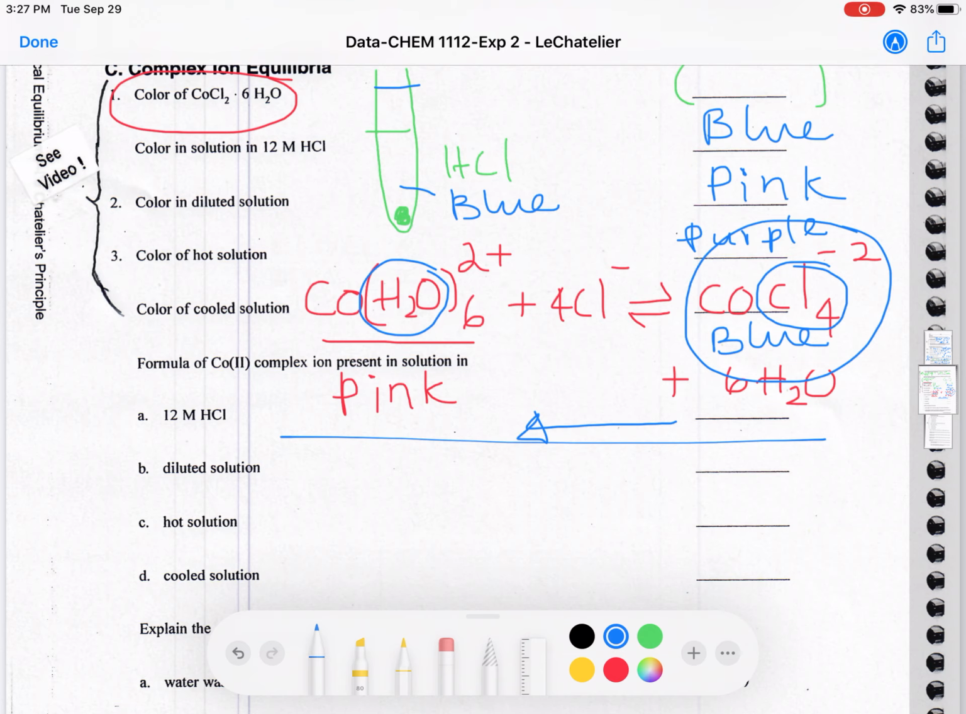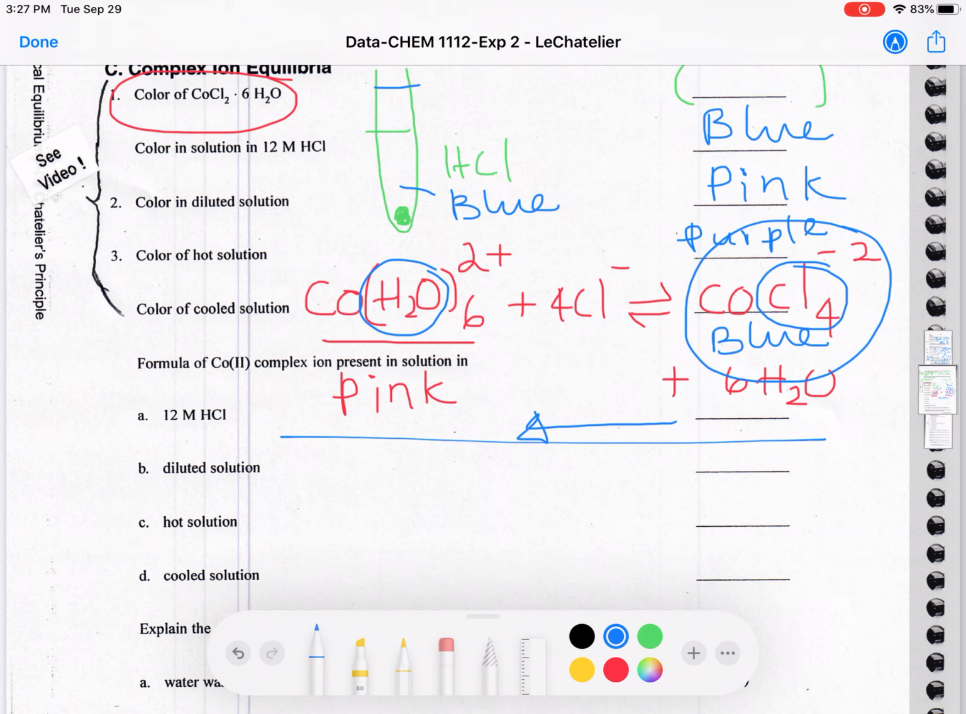And then you cool it down, color of the cooled solution. When you cool it down, what's going to happen? The color will become pink again. You can write it down in this space. It's going to be pink. You watch the video. And then color of the cobalt 2 complex ion present in solution.